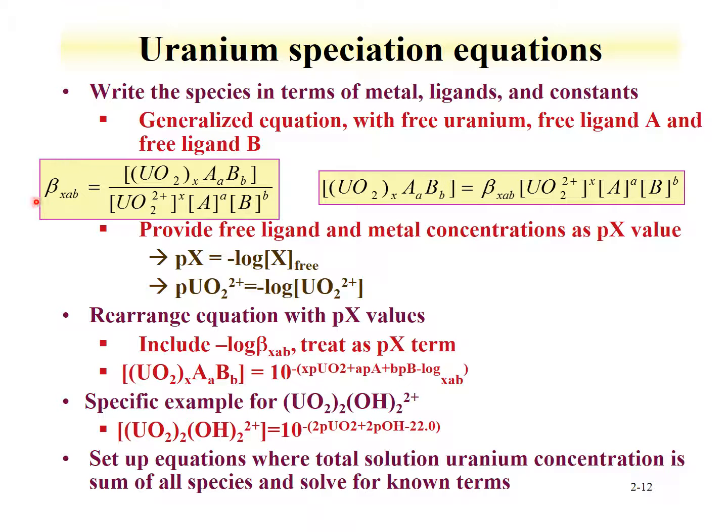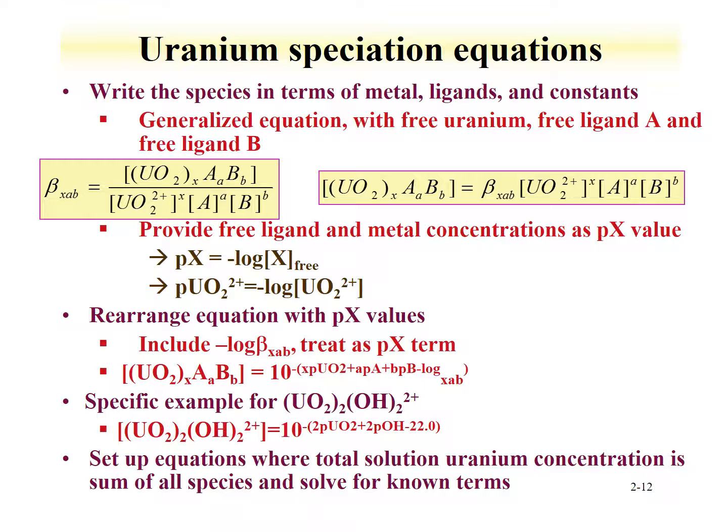If I have this generalized complexation constant, I can write the concentration of the product as a function of the complexation constant and the species involved in the reaction. An easy way to evaluate these terms is to write the free ligand and free metal concentrations as px values. Px, like pH. Px is just equal to minus the log of the free concentration. So for instance, P uranyl, UO2 2+, is just equal to minus the log of the UO2 2+ concentration.